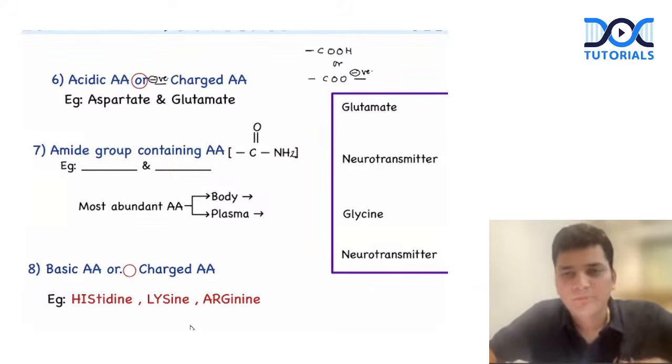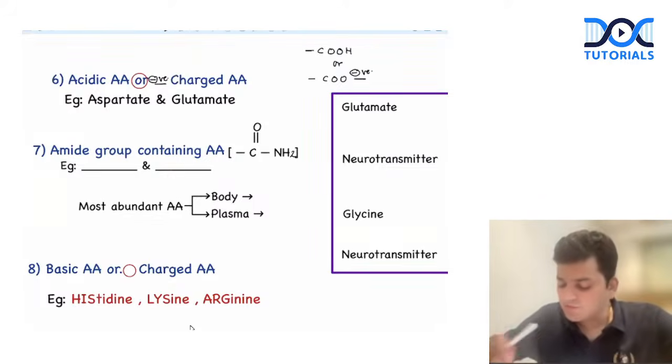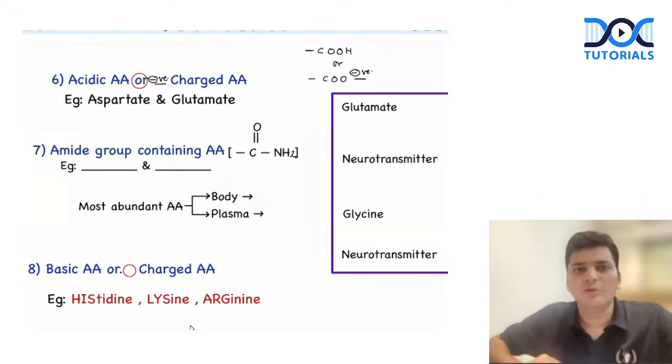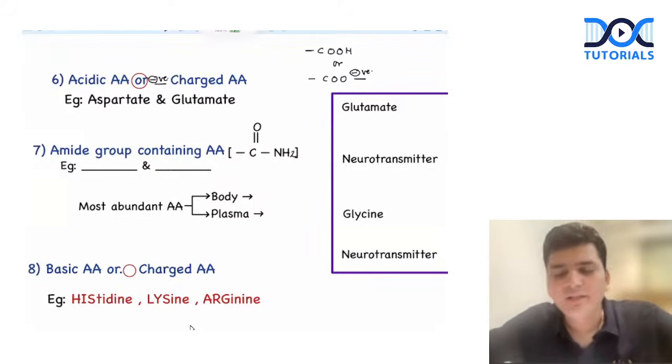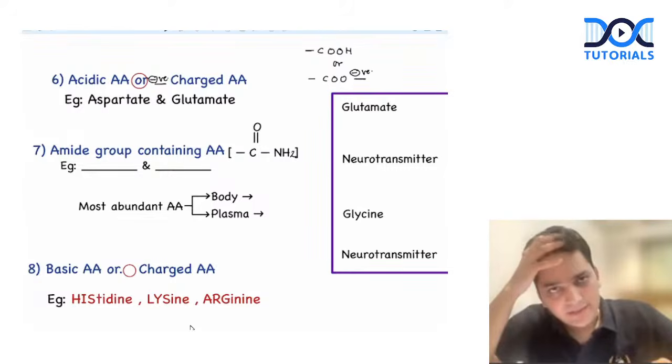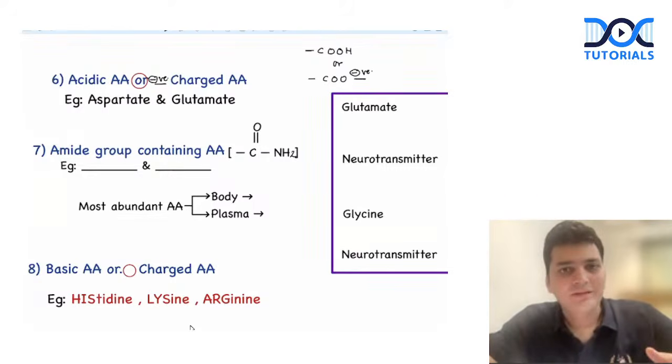The examples are aspartic acid and glutamic acid. But if they want to ask you the question, which of the following is an acidic amino acid, definitely they will not give you the options aspartic acid and glutamic acid. They will use the other names. The other name of aspartic acid is aspartate. Glutamic acid is glutamate. It is the same. For example, lactic acid: the other name of lactic acid that we use is lactate.